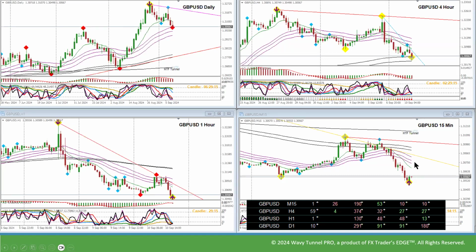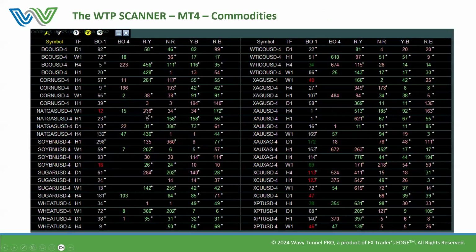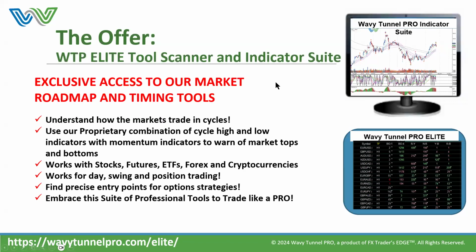Now, during the day, the market actually did go higher. If I would show you the 5-minute chart, I think it went up to the tunnel. So if this was the purple arrow, it would have gone all the way up to the tunnel. So that's on Forex. You can also scan for the stock indices and bonds. You could set up your scanner however you want. You could set it up for commodities, however you want.